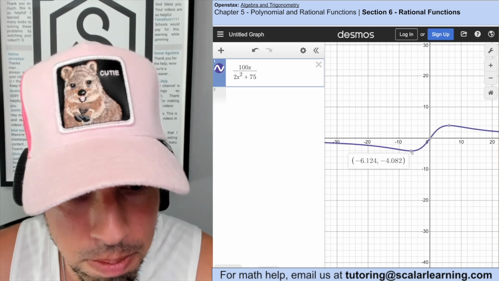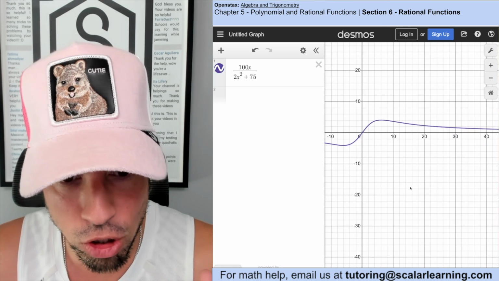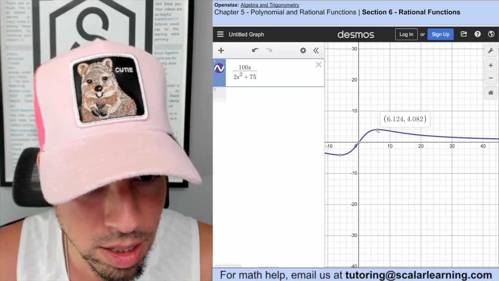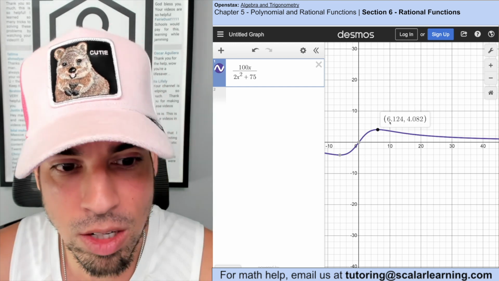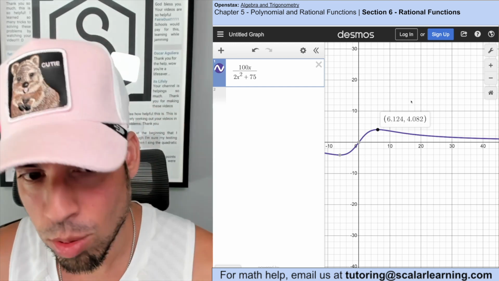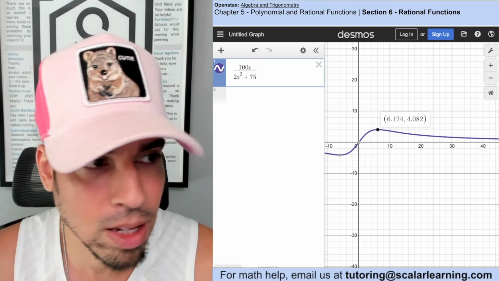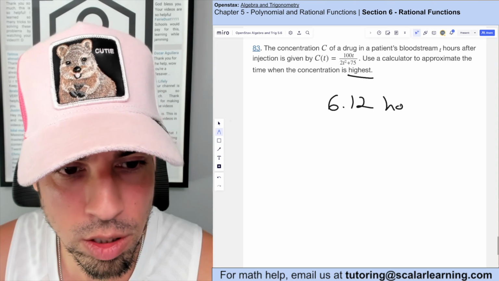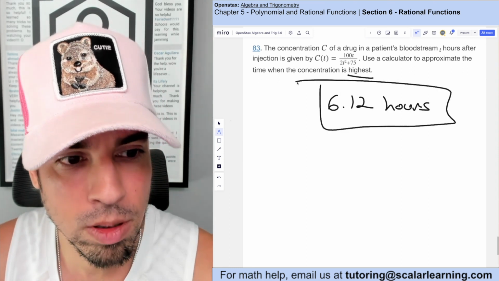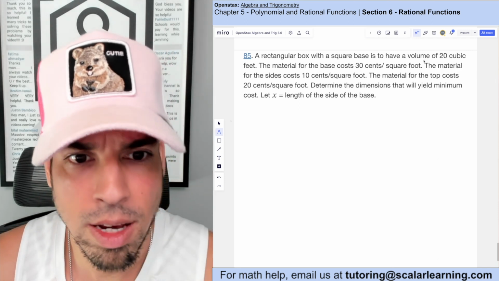Well, I do see a min right here. That's a local min, but also an absolute min, meaning it's the lowest point of the function. And here is where I see that nice max. So the max is occurring here when time equals 6.124, and that's what it's asking. It's asking for the time at which the max occurs, and the max is that value. So we would say the concentration is highest at 6.12 hours. Boom, done.